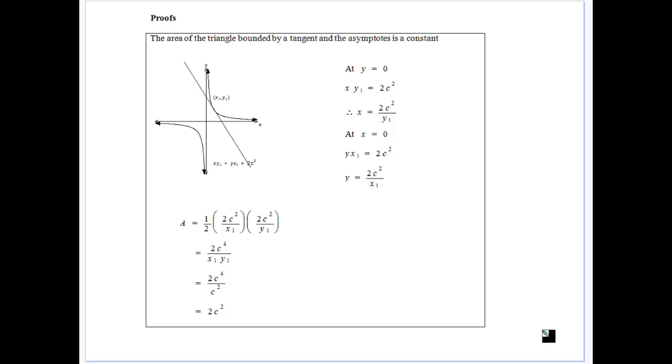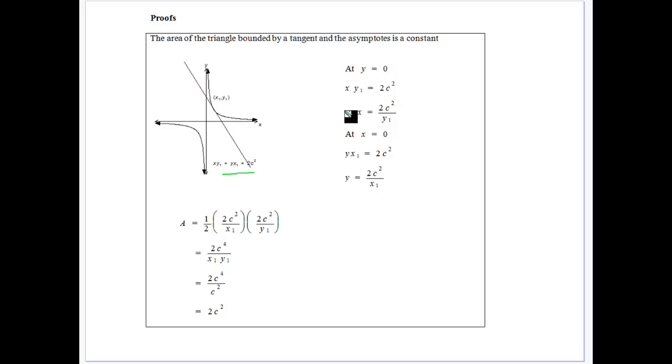Now we want to look at some results and some questions that come about in rectangular hyperbola. The first one here is looking at the area bounded by a tangent and the asymptotes is a constant. So what do we mean? We've got a tangent and our asymptotes are the axes here. So when we have our point going through, our tangent going through x1, y1, we get this equation: x1 y + y1 x is equal to 2c squared.